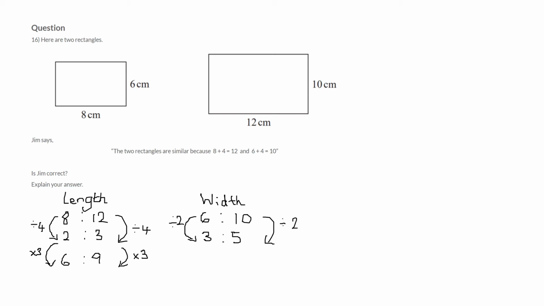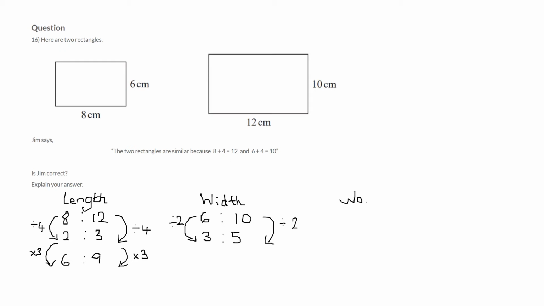Now my second ratio, if I have a look at the original form, it was 6 to 10. So I don't actually need to scale it up again. I can just look at what I originally had. So the ratio of my lengths is 6 to 9. The ratio of my widths is 6 to 10. So Jim is not correct.